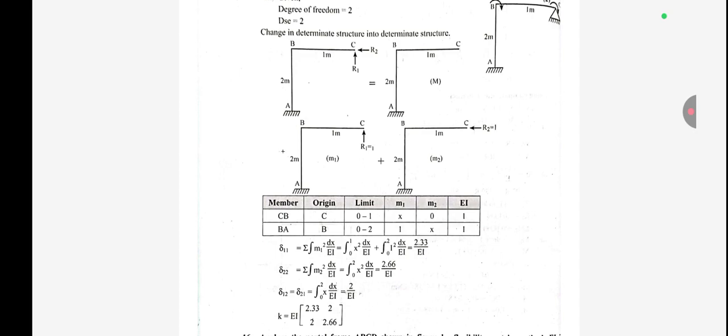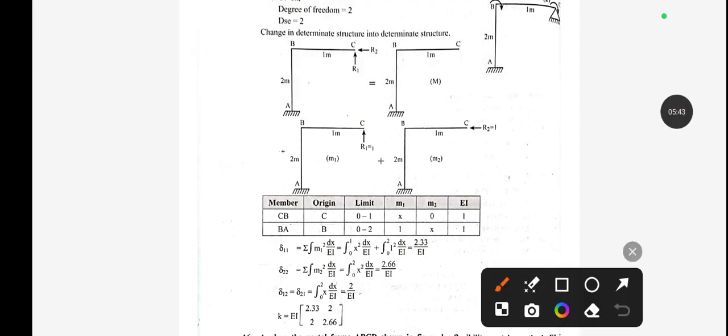Okay, and so for the table, you can see here we have to just take a limit. The flexure rigidity is constant, so EI equals a constant, or you can say the value of EI equals 1. Okay, so now let's make a table.